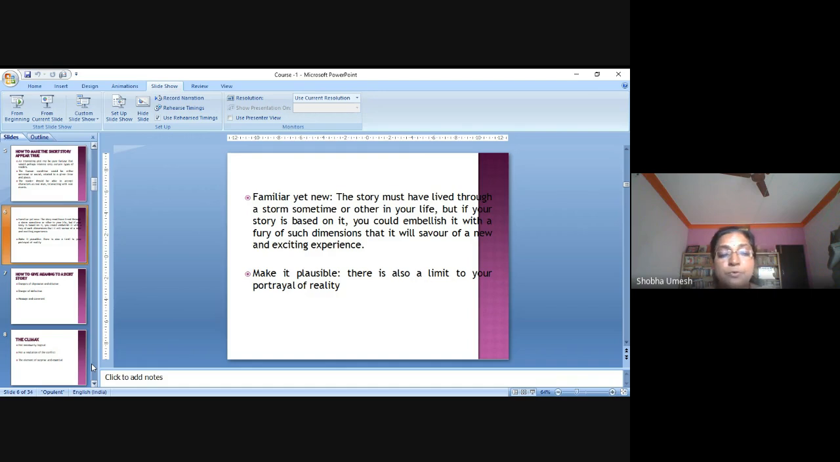And also, when we write, we have to make it plausible. So it should be limited. There should be a limit. See, everything has a limit. We shouldn't cross beyond that. We have to maintain that limit in and around the story. When we are talking about a particular person, we have to keep in mind that there is reality and that it should be limited to the plot. It should not exceed the plot.